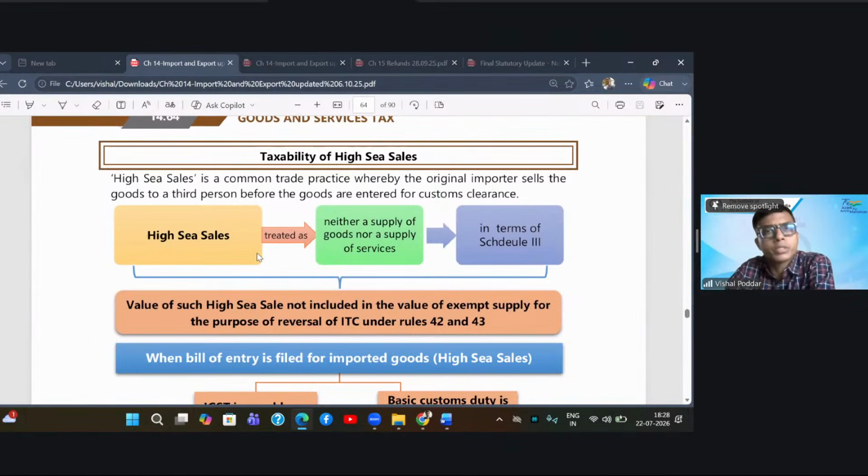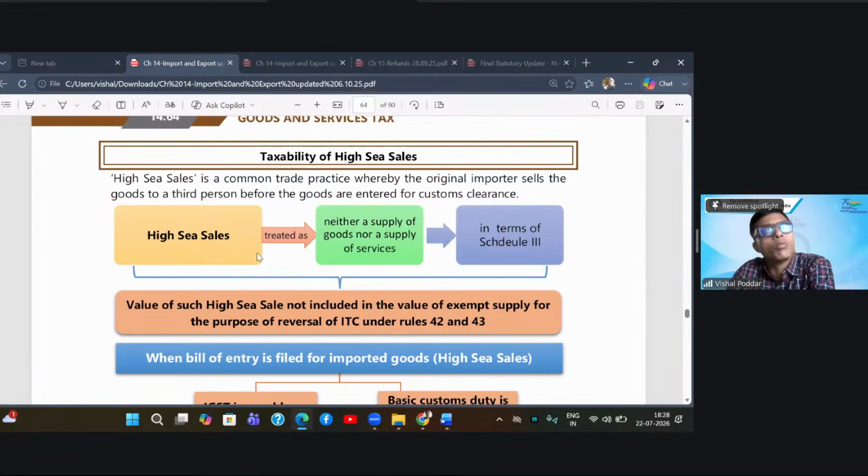Next, students, comes taxability of high seas sales. Now, what are high seas sales? Again, students, high seas sales means the sales where the goods have not yet reached the Indian port. So let us say the same example. I am importing goods from UK. The goods are still in the sea. They have not yet touched our Indian waters and Indian port. Such goods are said to be in high seas.